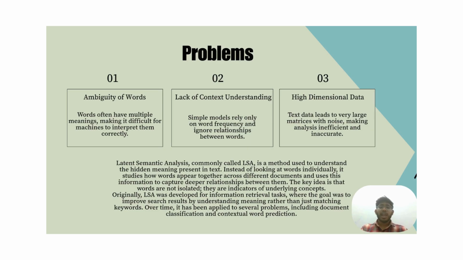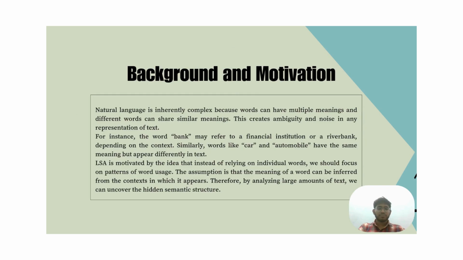The second challenge is lack of context understanding in traditional models. Most simple approaches rely on word frequency and treat words independently. They fail to capture relationships between words, which are essential for understanding meaning. The third challenge is the high dimensionality of text data. When text is represented as a matrix, it often contains thousands of dimensions and a large amount of noise. This makes it difficult to extract meaningful information. These challenges highlight the need for a method like LSA that can capture deeper semantic relationships.